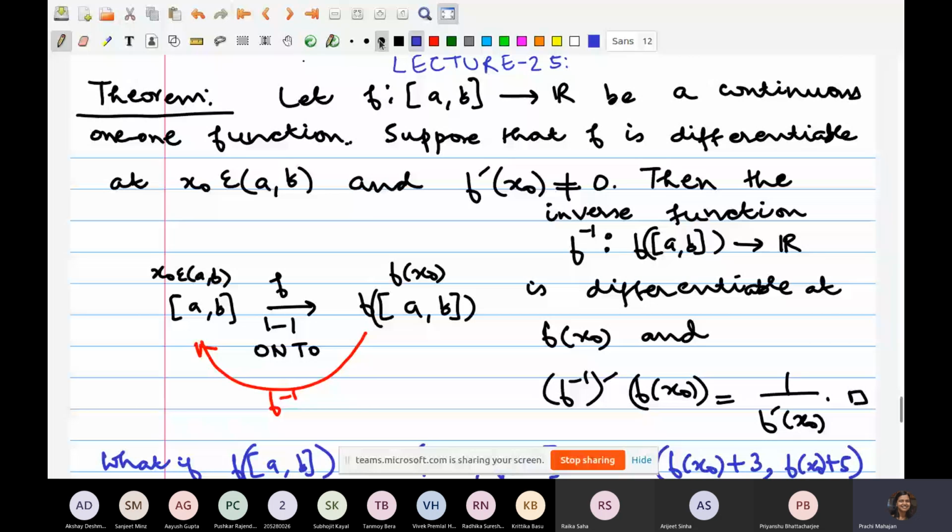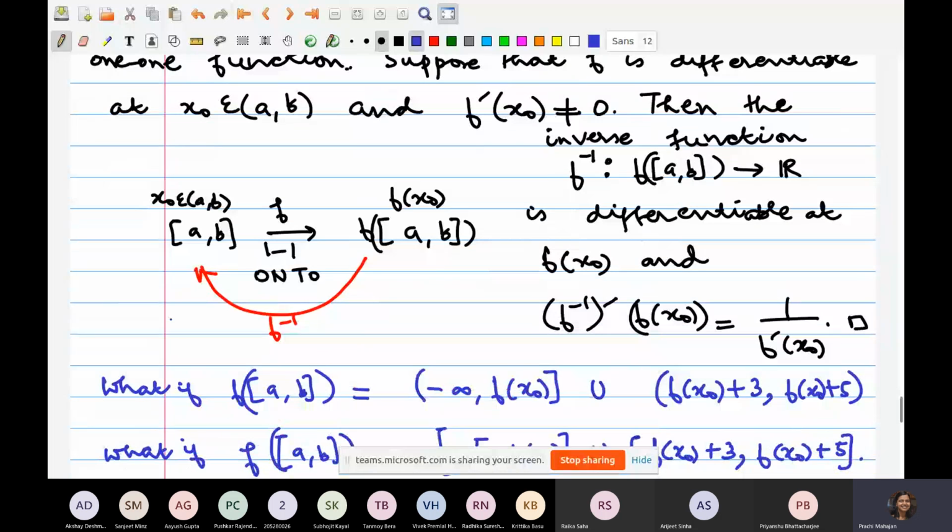Here is a small picture. x naught is a point in the open interval (a, b). f takes it to the point f of x naught. The inverse function is defined from the range of f onto the interval (a, b), and we are required to show that the inverse function is differentiable. In order to even assert that, the first thing we need is that the inverse function is defined on an interval, at least a one-sided interval around the point f of x naught. So that is taken care of.